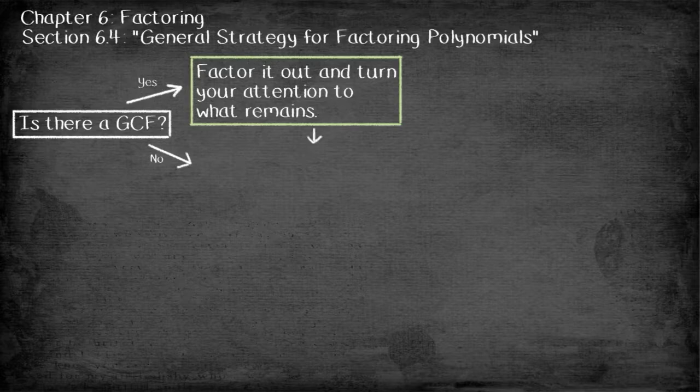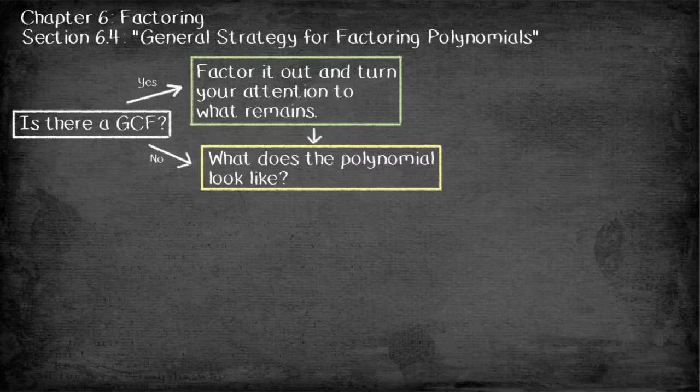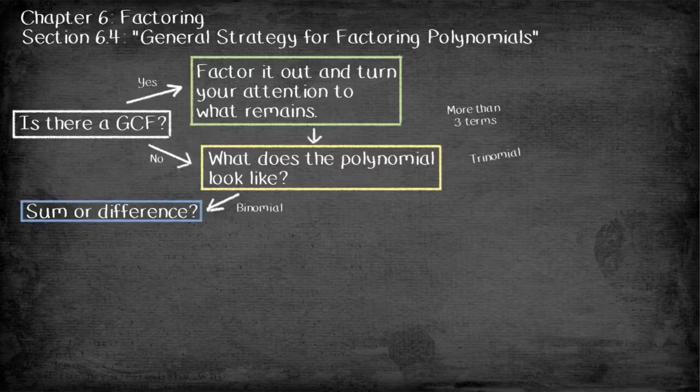If you don't have a GCF, you want to ask yourself, what does this polynomial look like? There are a couple of possibilities. It can be a binomial, a trinomial, or maybe it has more than 3 terms. Let's look at what we do in the case that we have a binomial. You have 2 terms, so it's either plus or minus.